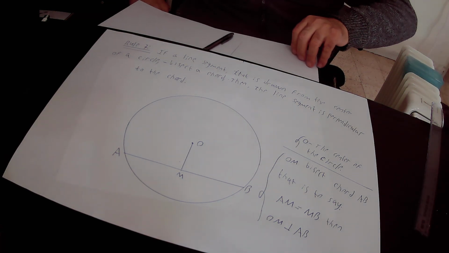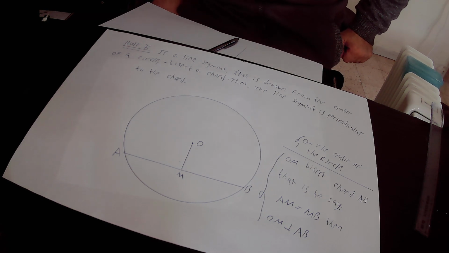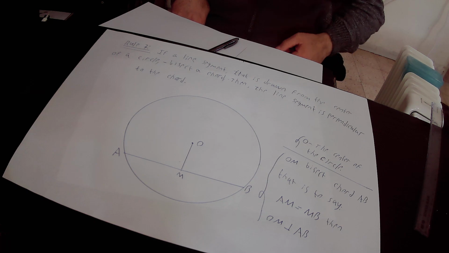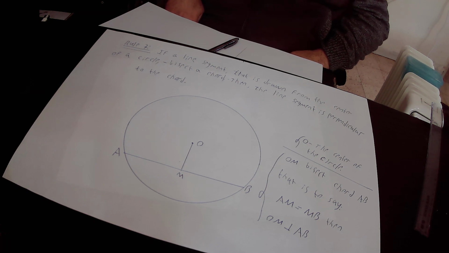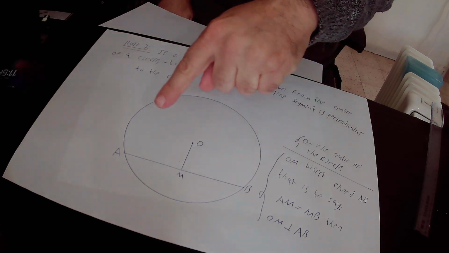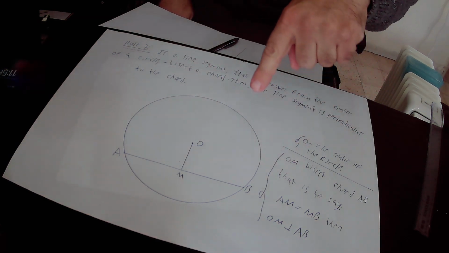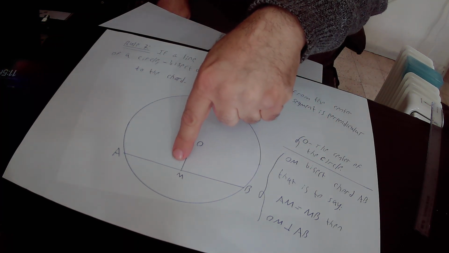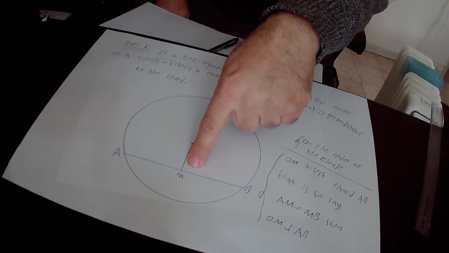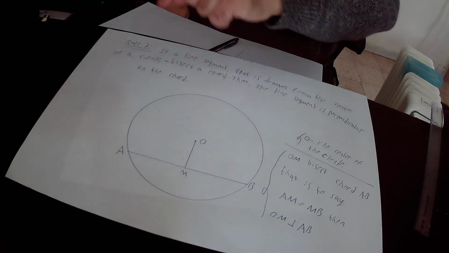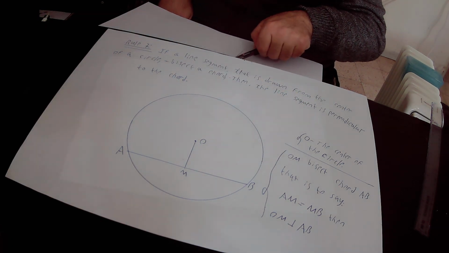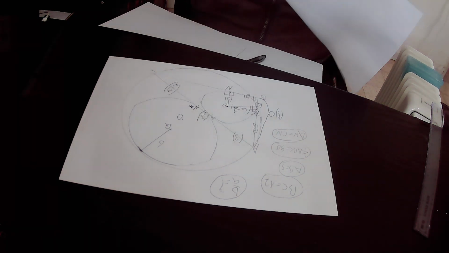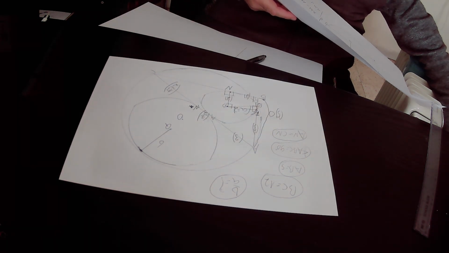So, whenever a line segment that is drawn from the center of a circle bisects a chord, then that line segment will be also perpendicular to the chord. Here, OM bisects chord AB, that is to say AM equals MB. Therefore, OM will be also perpendicular to AB. That is to say this angle will be equal to 90 degrees and this angle will be also equal to 90 degrees according to this rule number 7. So we can actually implement rule number 7 in our drawing.